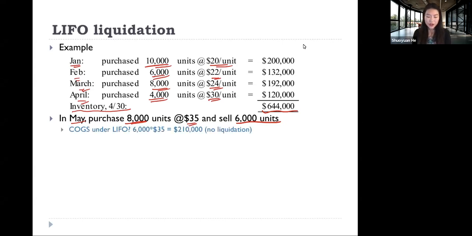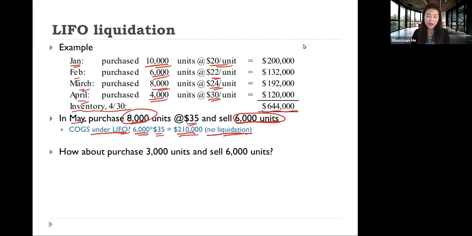In this situation, if the firm has been using LIFO, so last in, first out, the cost of these 6,000 units is coming from the firm's last purchase, these 8,000 units. So those are 6,000 multiplied by 35. So that is $210,000. And this is the situation of no liquidation.